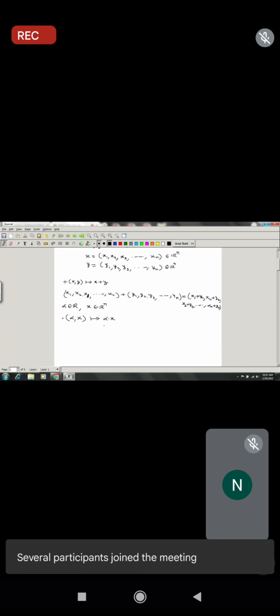Now we take one element from the field. Let us take alpha, and the field is the set of real numbers. We take the field to be R. Alpha in R and any vector x in Rn. Then we define scalar multiplication: (alpha, x) goes to alpha dot x. Now how can we define this? Our alpha belongs to R.